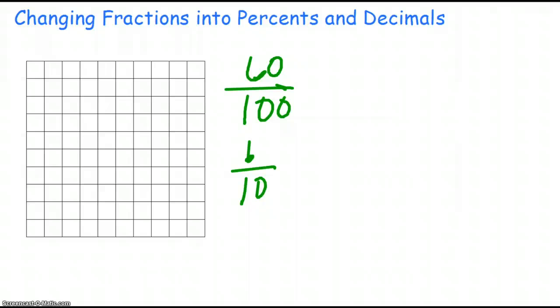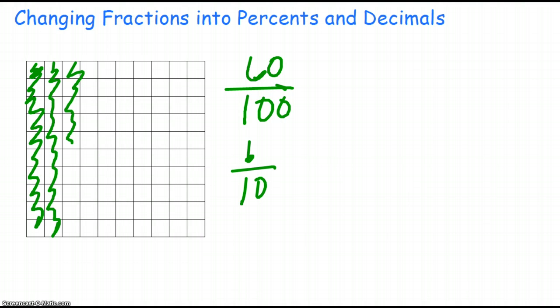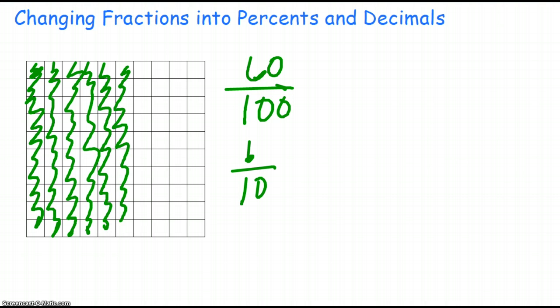So over here, I'm going to shade in 60/100ths. 1, 2, 3, 4, 5, 6. So you can see I shaded in 60, or you can also see I shaded in 6/10 as well. Now when I'm trying to figure out the percent and decimals, it's really important to make sure that you can imagine what it is when the denominator is 100. It's really easy to get tricked.